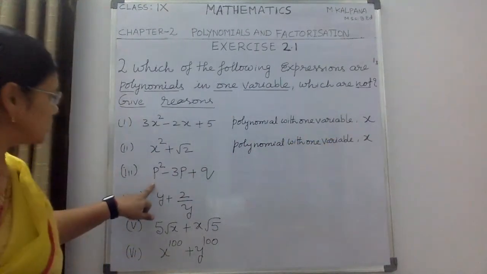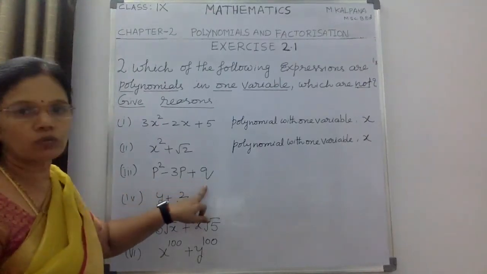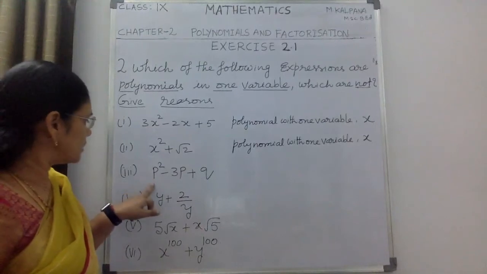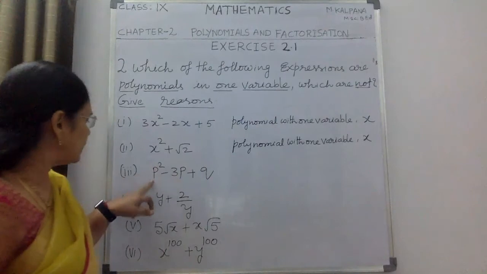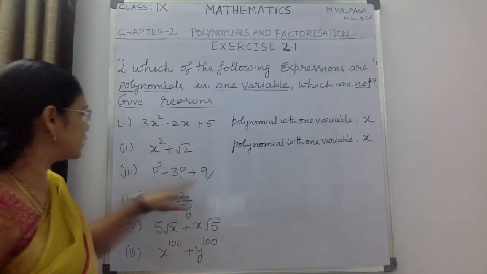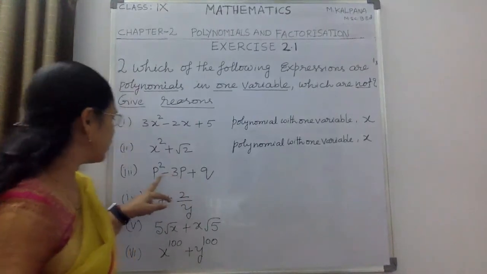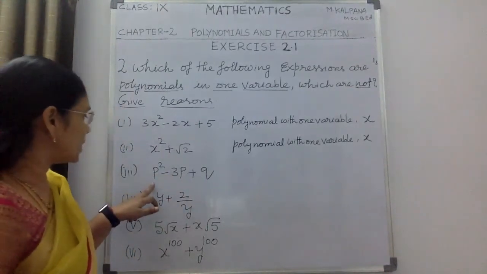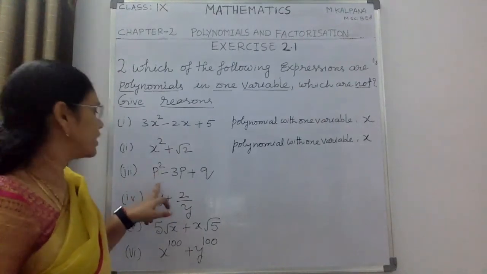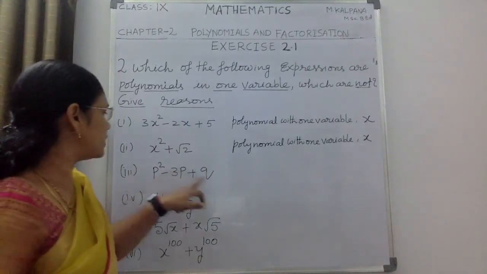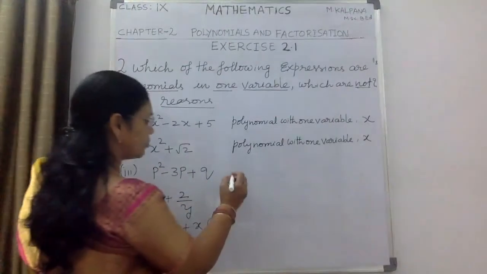Here, if you observe the third expression, p square minus 3p plus q, it is a polynomial, no doubt in that. And why? Because p and q both are having non-negative integral powers. So, it is a polynomial, but how many variables are there? Two variables are there. What are they? P and q. So, this is not a polynomial with one variable.